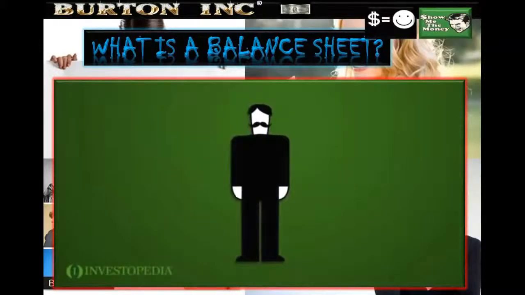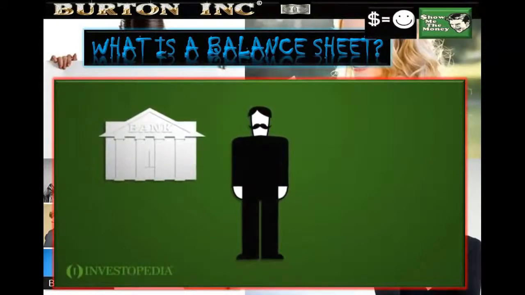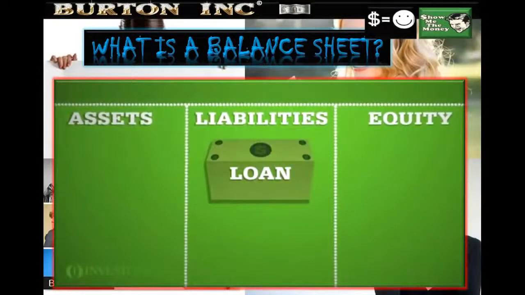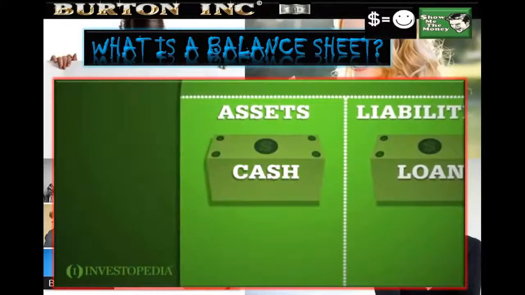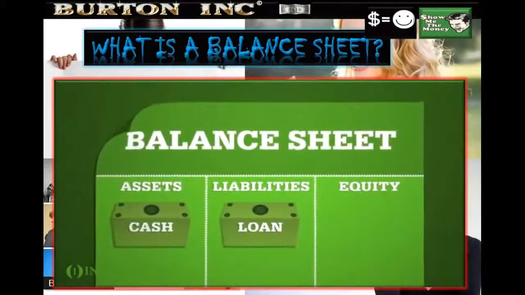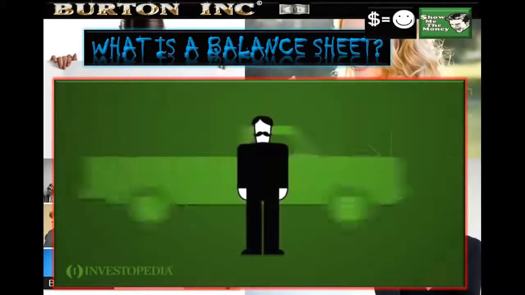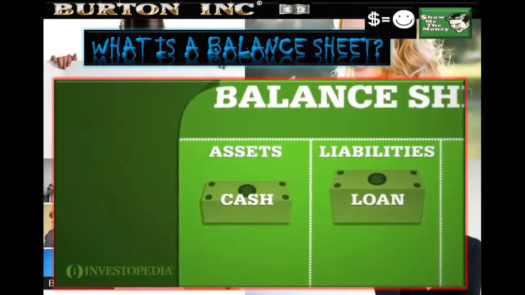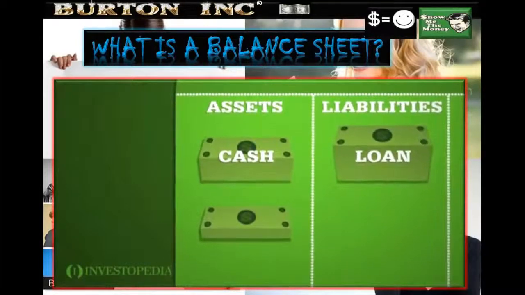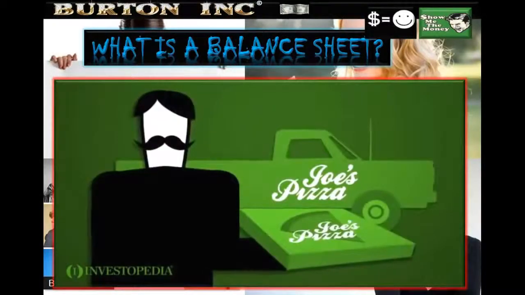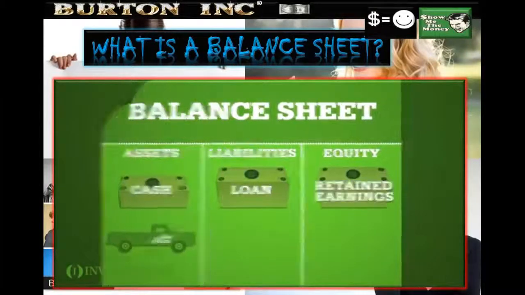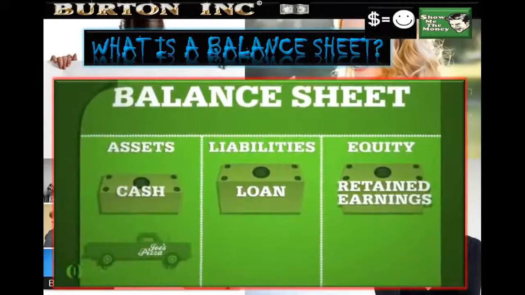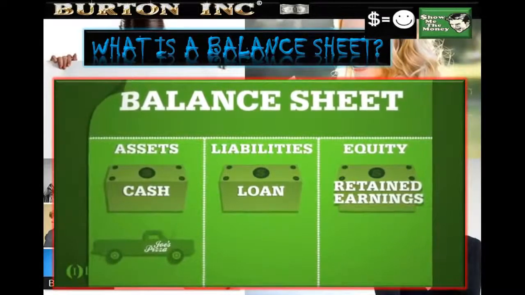Meet Joe. Joe goes to the bank and gets a small business loan. The bank gives him cash. On the balance sheet, his liabilities increase by the size of the loan, and his assets increase by the same amount. The balance sheet remains in balance. Joe uses the cash to buy a truck and start his own pizza delivery service. His cash assets decrease, but that's balanced by an increase in his other assets, a new truck. As Joe delivers pizza, the profits are recorded in the balance sheet as retained earnings in the equity section of the balance sheet. The cash from his profit is recorded in the assets section, balancing out.